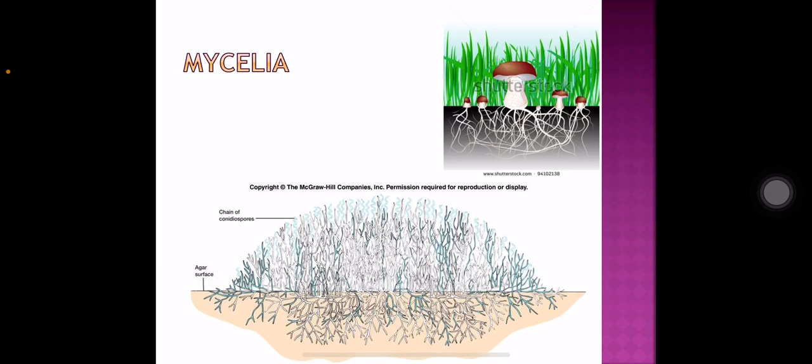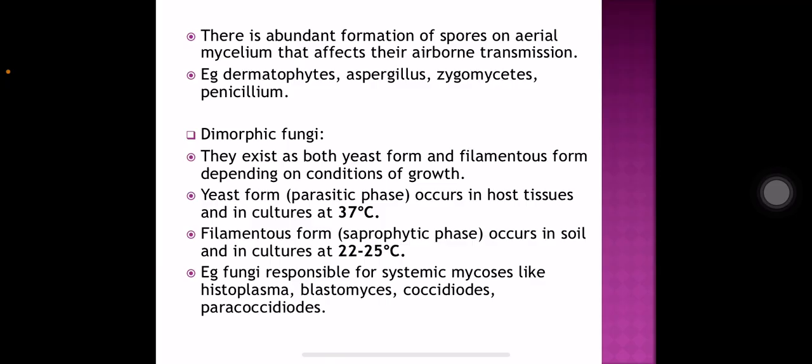Here you can see in the figure, some mycelium are growing above the surface of the medium, they are the aerial mycelium, and some mycelium growing inside the surface are known as vegetative mycelium. There is abundant formation of spores on aerial mycelium that affects their airborne transmission. Now examples of filamentous fungi or molds include Aspergillus, dermatophytes, Zygomycetes, Penicillium, etc.